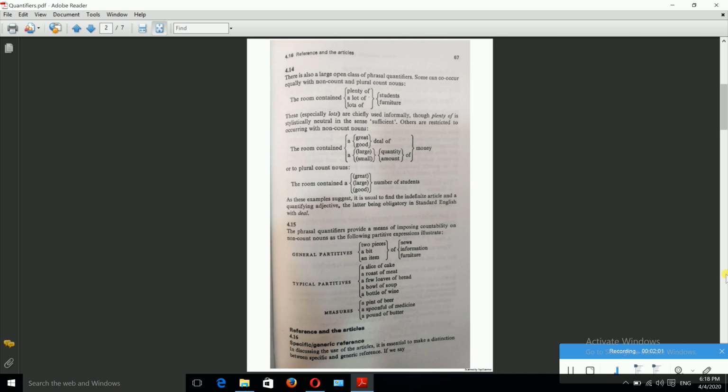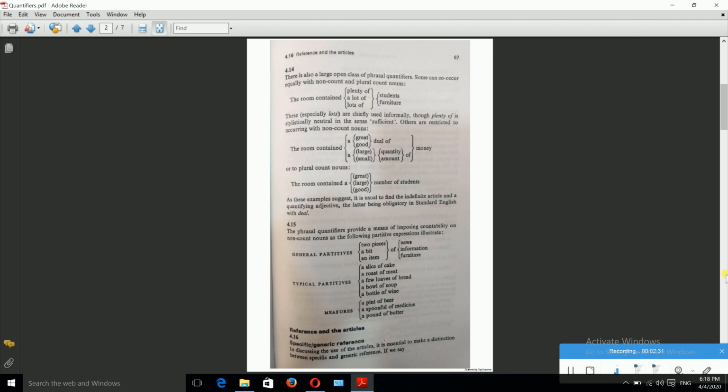Move to another page. There is also a large open class of phrasal quantifiers. Some can co-occur equally with non-count and plural count nouns. The room contained plenty of, a lot of, lots of students or furniture. These, especially lots, are chiefly used informally. طبعا وخصوصا lots تأتي في الأساليب الانفورمال الغير رسمية.